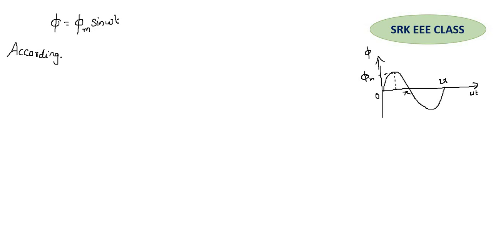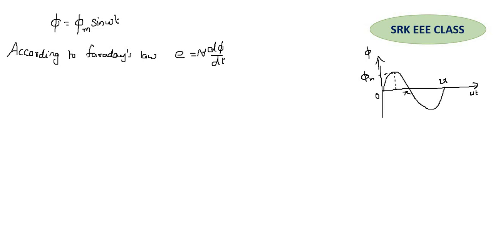Faraday's law. The transformer working principle is Faraday's law of electromagnetic induction. So according to Faraday's law, induced EMF is proportional to d phi by dt, or we can write E is equal to n into d phi by dt.